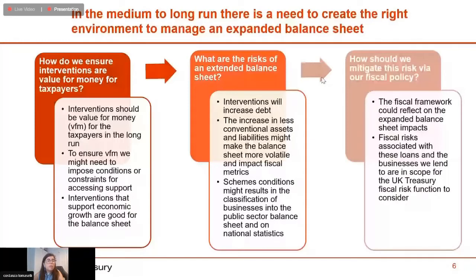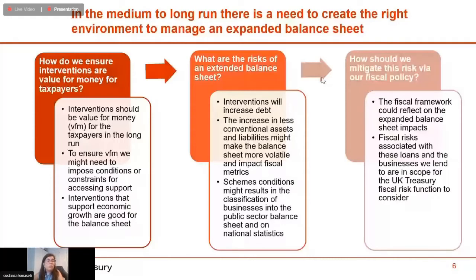But we know that interventions that support economic growth are good for the balance sheet, so we should be doing that. What are the risks of an extended balance sheet? Of course, intervention will increase debt, so the liability side of our balance sheet will increase. Also, because our balance sheet will expand and we will end up with more unconventional assets and liabilities, the balance sheet might become more volatile, and our fiscal metrics might become more volatile. Because we're sometimes imposing conditions on schemes, some businesses might be classified into the public sector, and this might impact our public sector balance sheet and our national statistics.